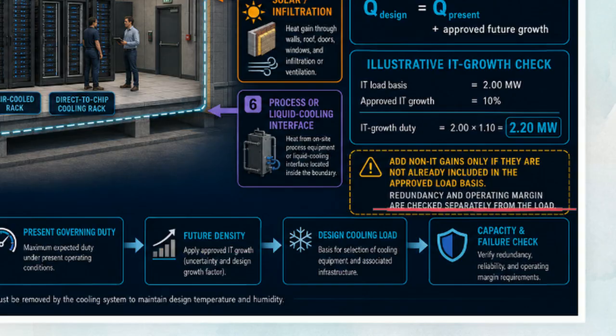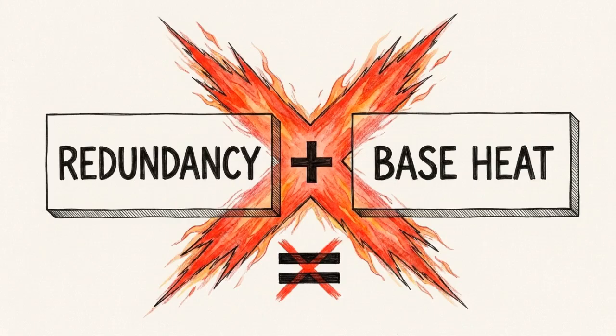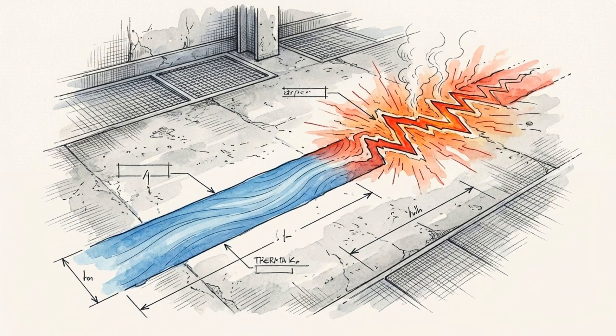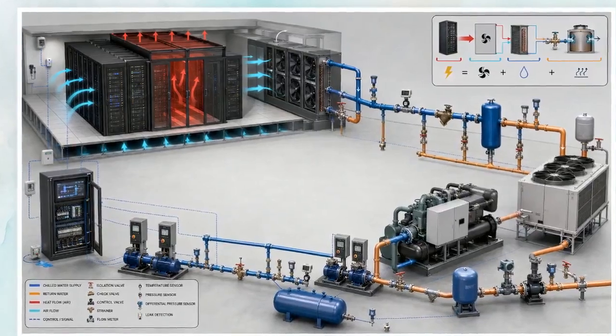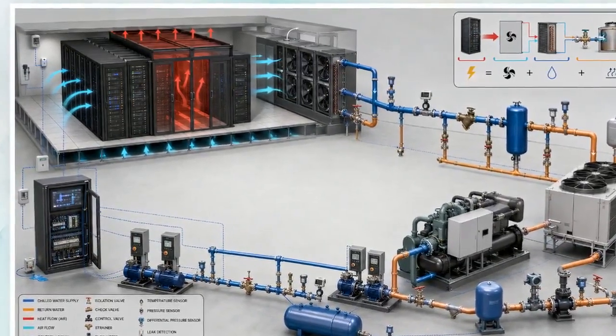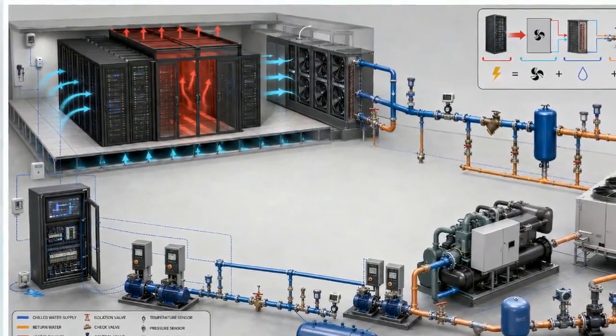There is an inflexible rule when sizing this load. As noted in the yellow warning box, redundancy factors and operating margins are verified completely separately. They are never added to the base heat calculation. An ambiguous thermal boundary guarantees systemic failure. If the initial load basis is flawed, every downstream pipe, pump, and chiller is compromised before a single server is powered on.